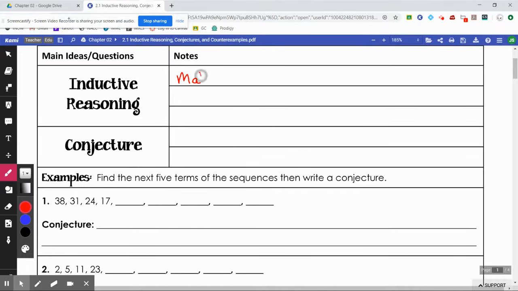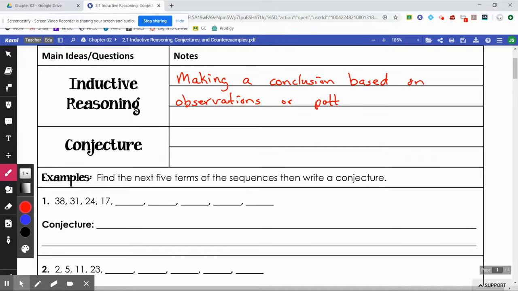is making a conclusion based on observations or patterns.